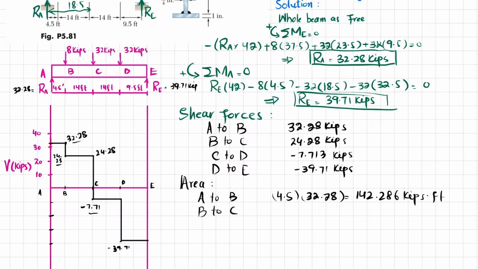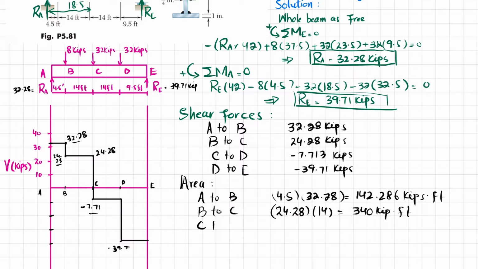Now area from B to C. So what is the area from B to C? From B to C we have this area. The width is this one, which is 14 feet, and height is this one, which is 24.28. So 24.28 multiplied by the width, 14. This area will give you 340 kips into feet.